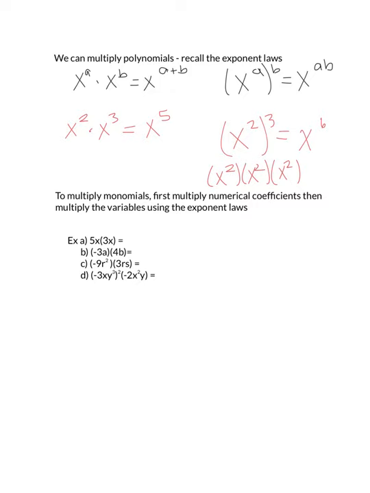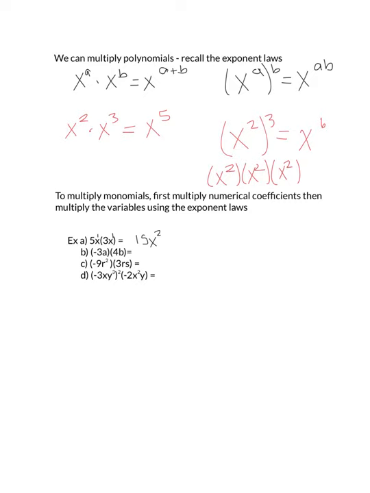All right, we're going to go through some examples here. So to multiply monomials, first multiply the numerical coefficients, so basically multiply the numbers, and then multiply the variables using the exponent laws. So this first one, 5x times 3x. The first thing that I'm going to do is 5 times 3. That gives me 15. The next thing that I'm going to do is take a look at my variables. So x times x. If there is no exponent that you can see, we know that there's this imaginary 1. So x to the 1 times x to the 1, 1 plus 1 is 2.